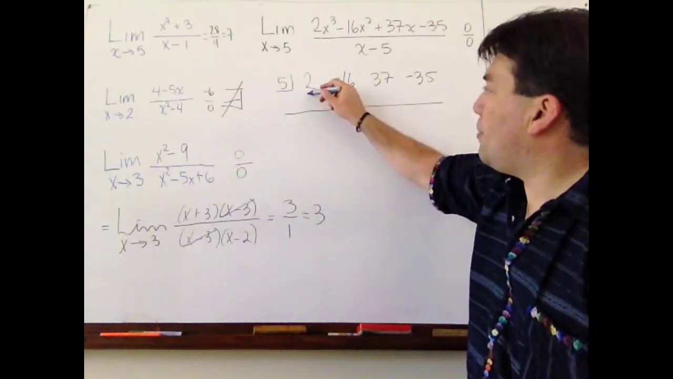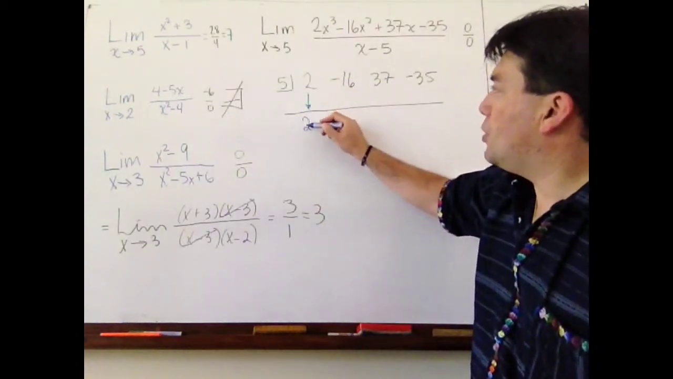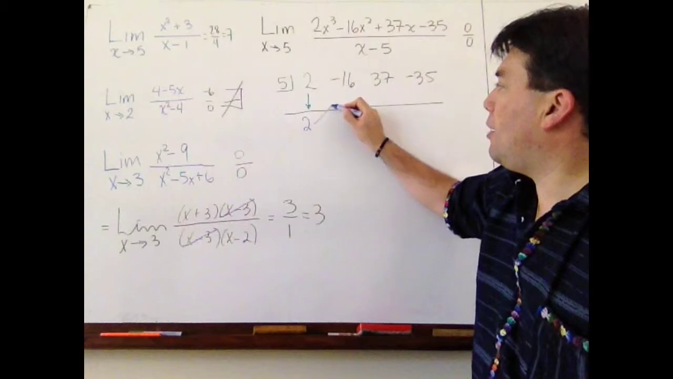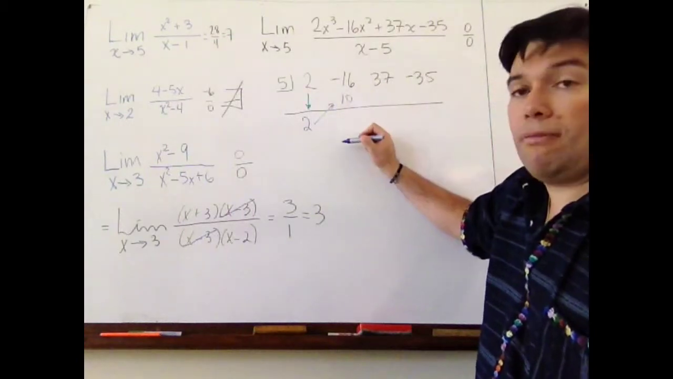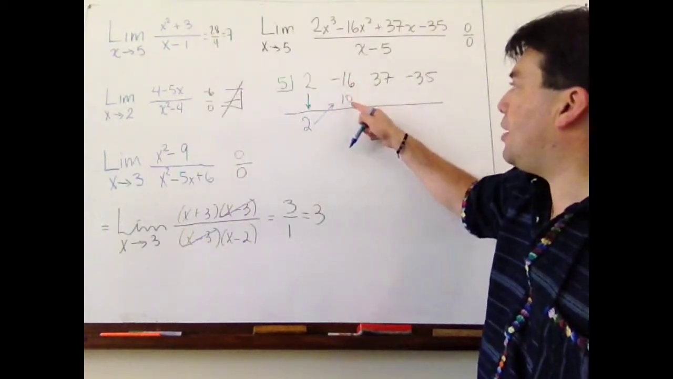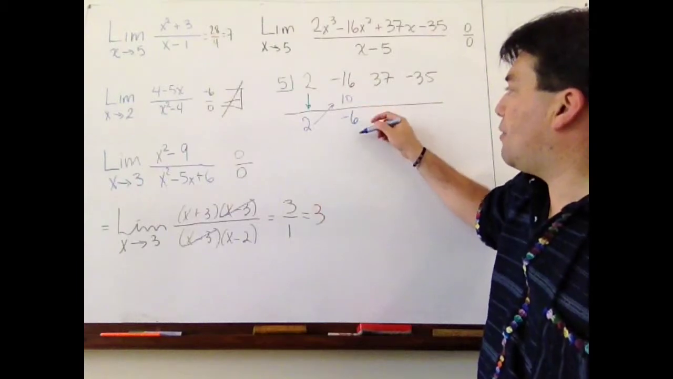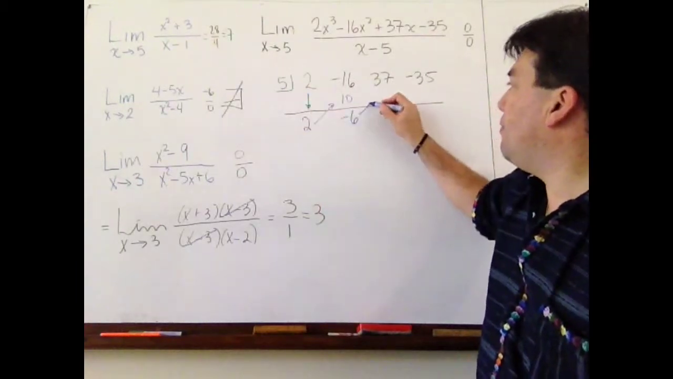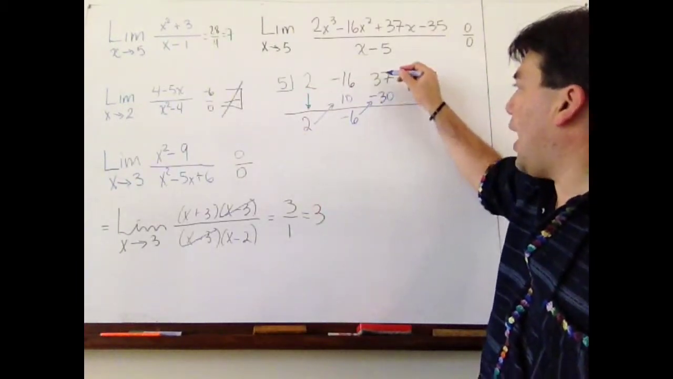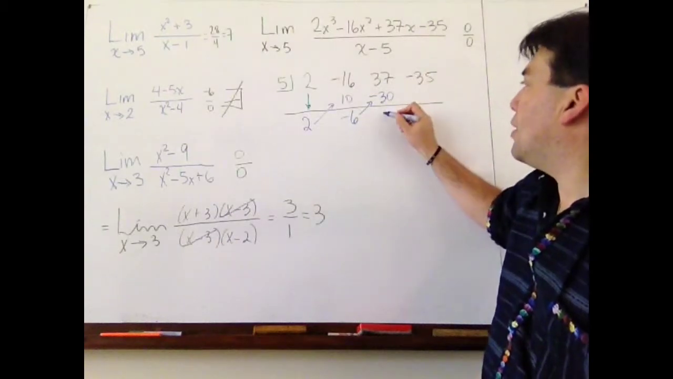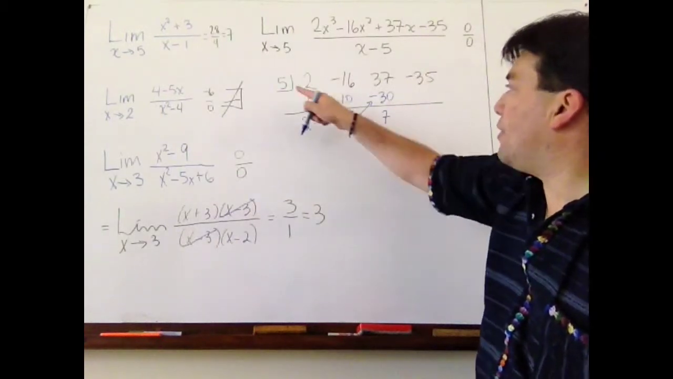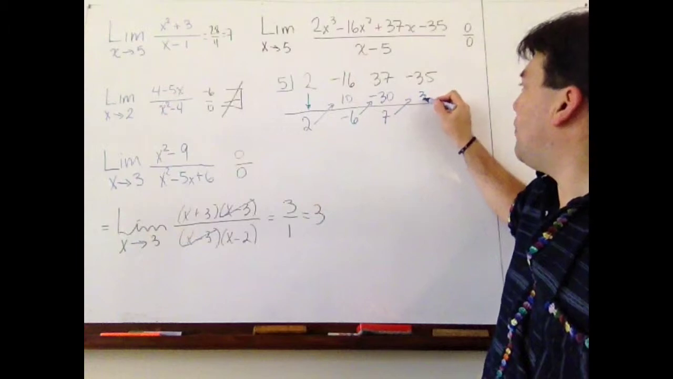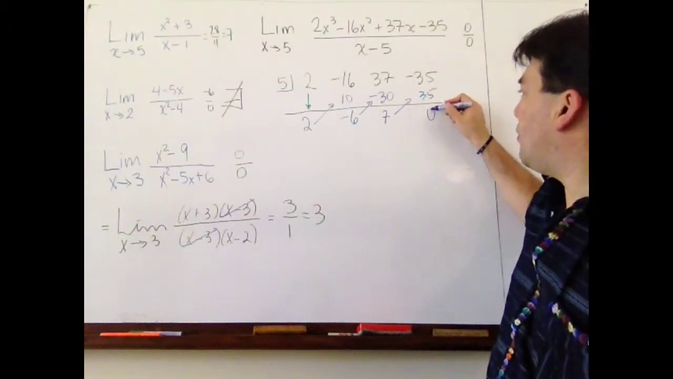The first number simply comes out, 2. 2 times 5, you multiply and write the answer here, 10. And then add. Negative 16 plus 10 is negative 6. Times 5, negative 30. Add, that's 7. 7 times 5, 35. And indeed, the remainder is 0.